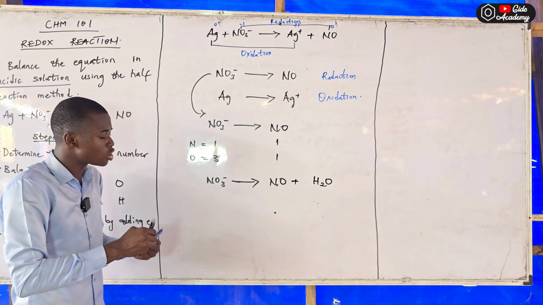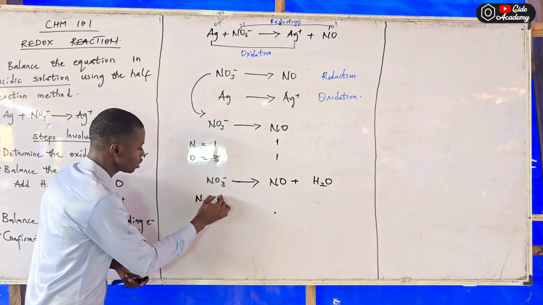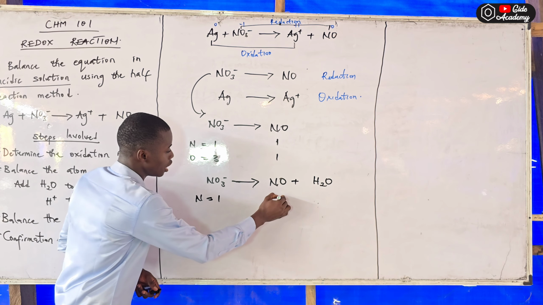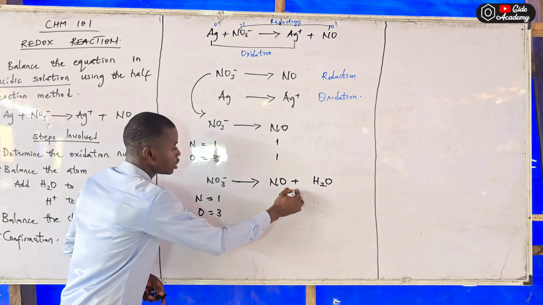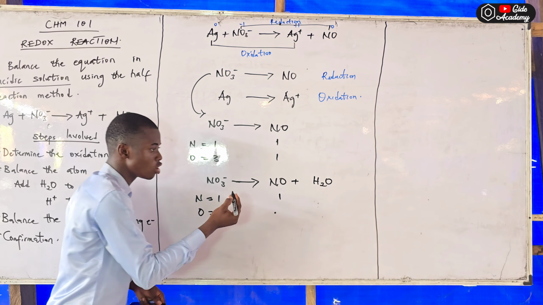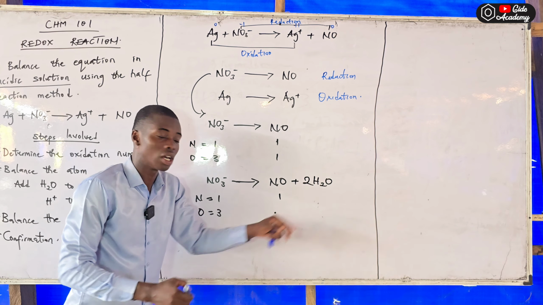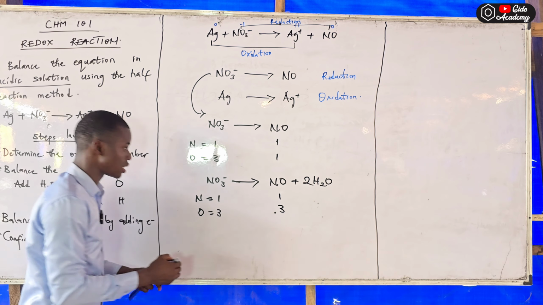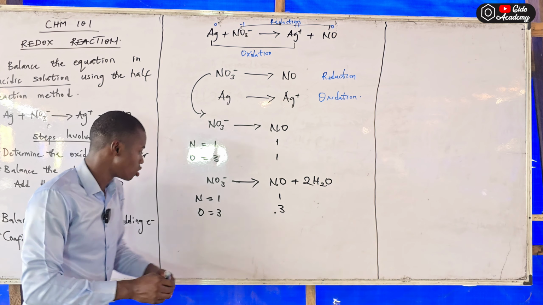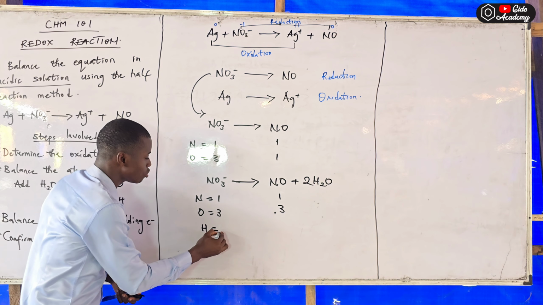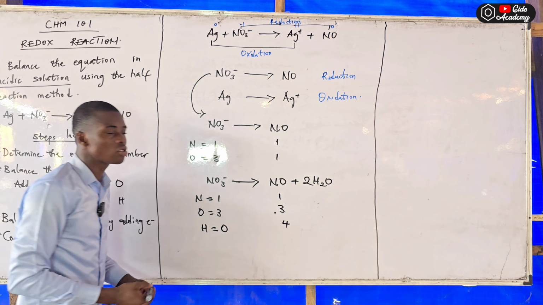If you add plus H2O, the next question is, how many nitrogen do you have here? 1. How many nitrogen here? 1. How many oxygen here? Oxygen here is 3. How many oxygen here? Oxygen here is 2. So it's not balanced. So if I put a 2 here, that means oxygen here is what? 3. So the oxygen is balanced now. But there is another useless element that is appearing here, which is hydrogen. So now come to hydrogen. Hydrogen here is 0, but hydrogen here is what? 4. It's still not balanced.